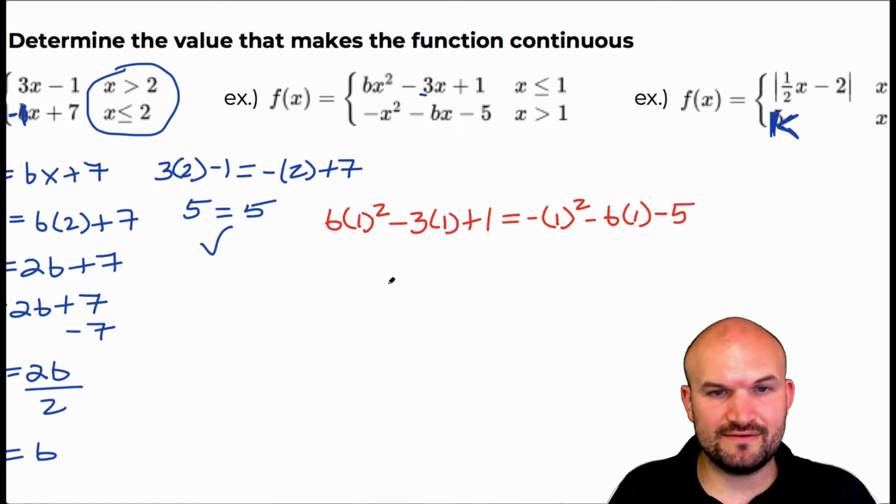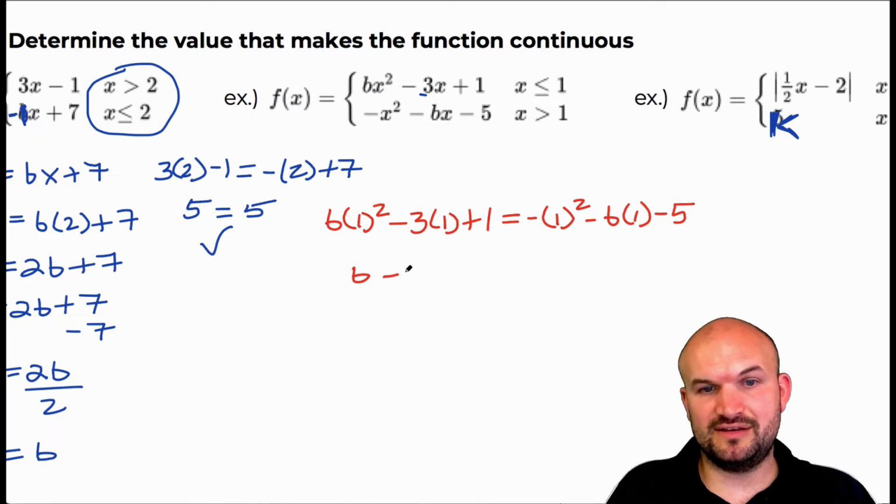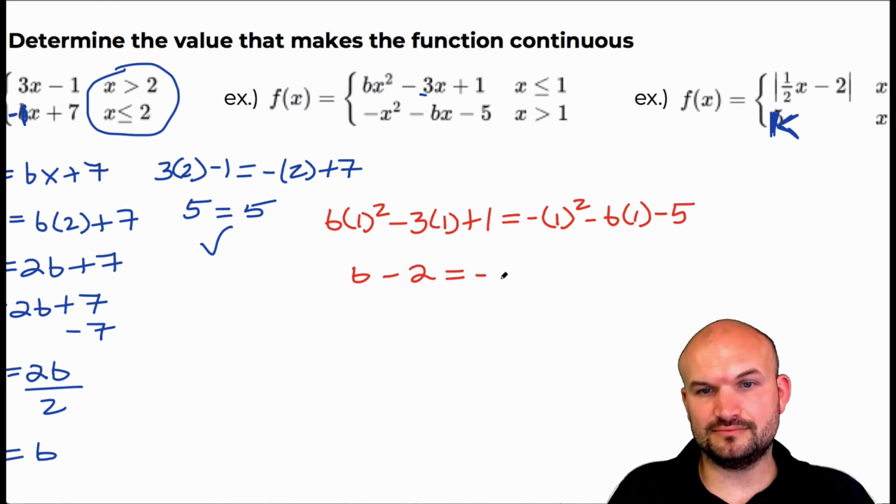Now, to make sure I've covered all my work, I'm going to simplify this a little bit. 1 squared is going to be 1, so that's going to be b. Negative 3 times 1 is negative 3, plus 2 is negative 2, equals 1 squared is 1 times negative 1 is negative 1. Negative 1 minus 5 is going to be negative 6. b times 1 is a negative b.